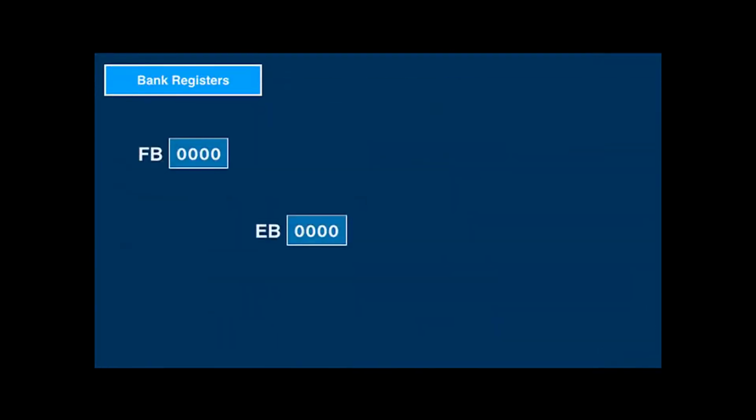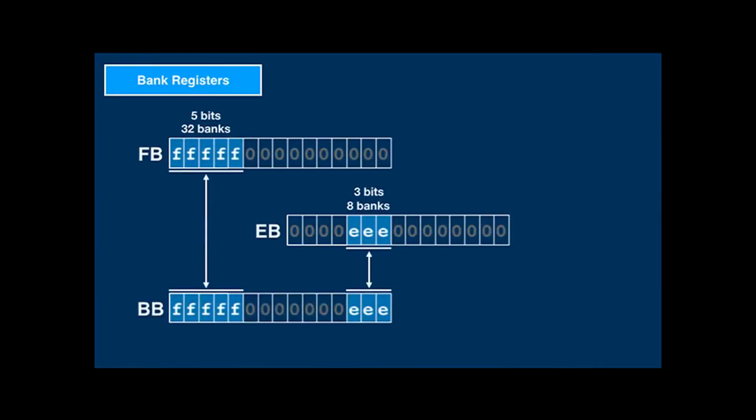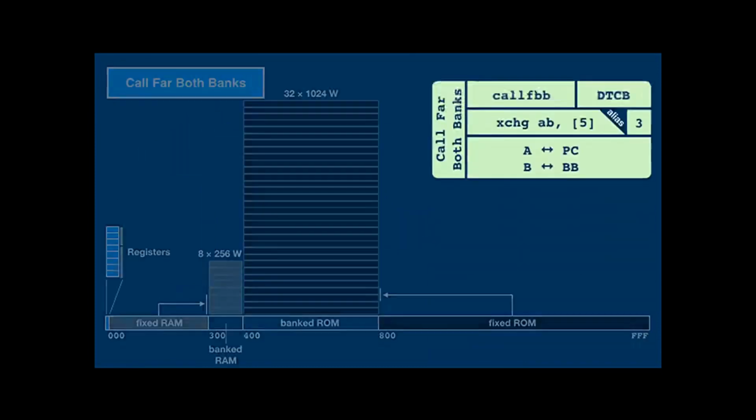The two bank registers only hold 5 and 3 bits respectively. The other bits are 0. And there's a third bank register, BB, both banks, which mirrors the information from both other bank registers. The call for both banks synonym is a double word exchange instruction that updates the program counter and both banks.